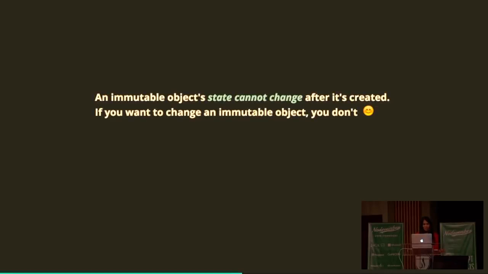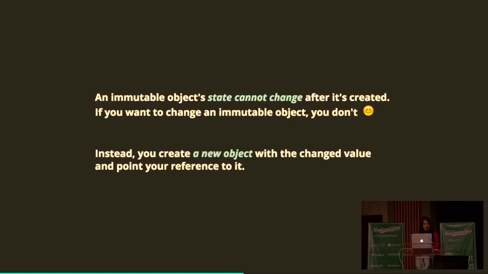OK, so third building block, immutable data. Lee Byron gave an amazing talk about this earlier today, so I don't think I have to explain the concept as much. But basically, immutable data is when state cannot change after it's created. If you want to change the immutable object, you don't. What you do instead is you create a new object with a changed value and point your reference to it.